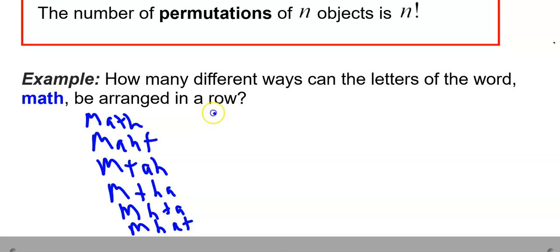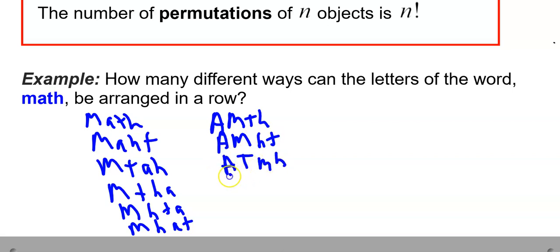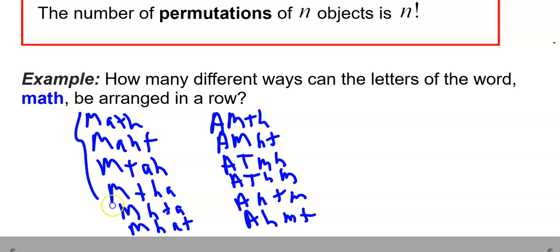Let's start with an A here. A M T H, A M H T. Let's try T next: A T M H, A T H M, A H T M, A H M T. By the way, sometimes you do this enough, you kind of figure out a pattern. We had six of these guys.